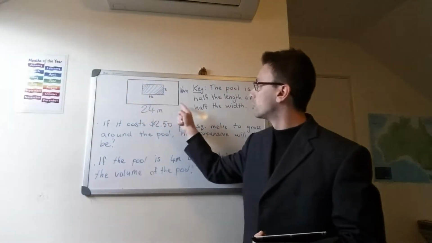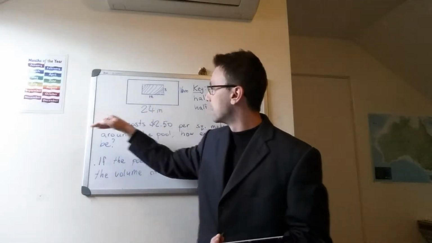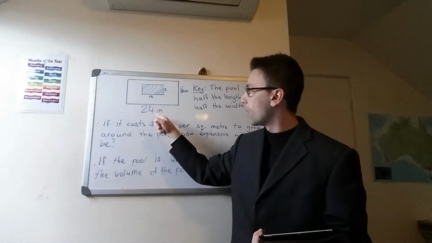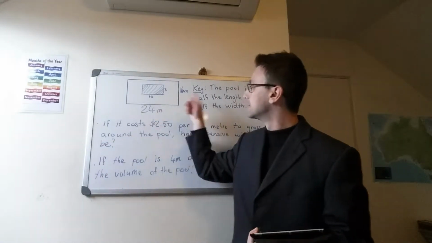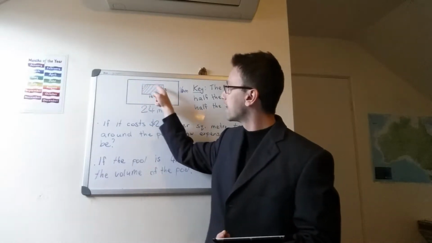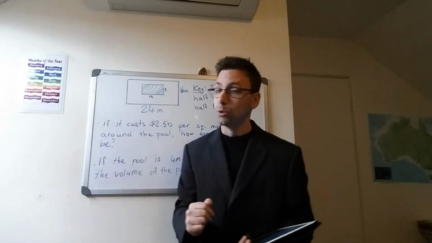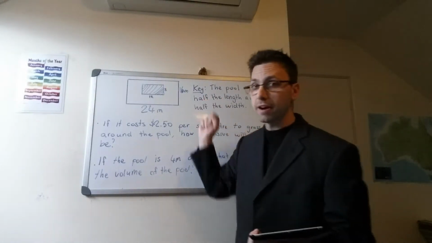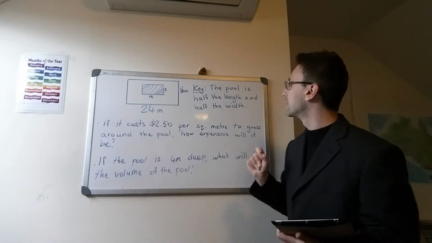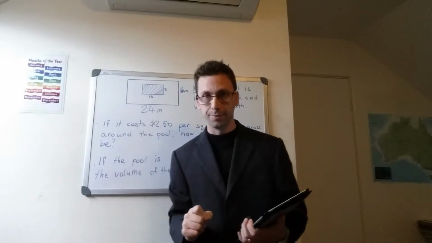This is your backyard. It is 24 meters length and 16 meters wide. 24 meters length, 16 meters wide. And if you see this here, this is my drawing of a pool, and it's nice and blue as well. The key, very important to your question. The pool is half the length and half the width of your backyard.